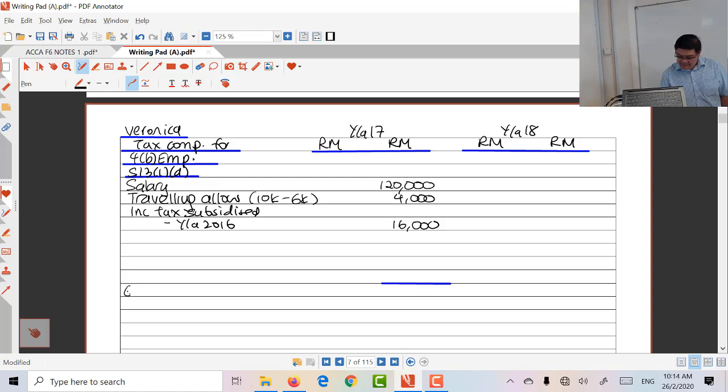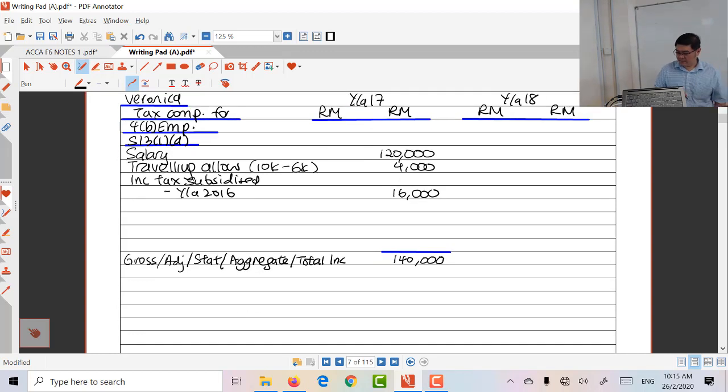Now I will have this as my gross, with no other detail, so that's my adjusted statutory aggregate and total income. So this will be 140. Right, guys, then we have tax relief.